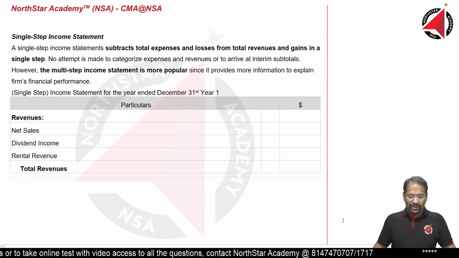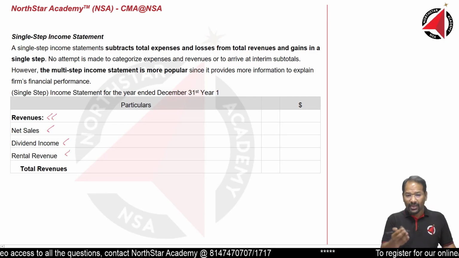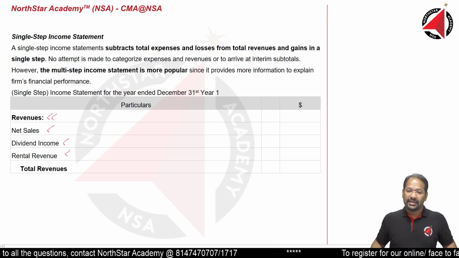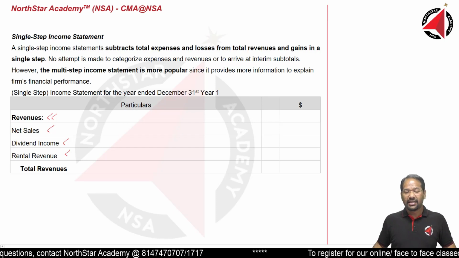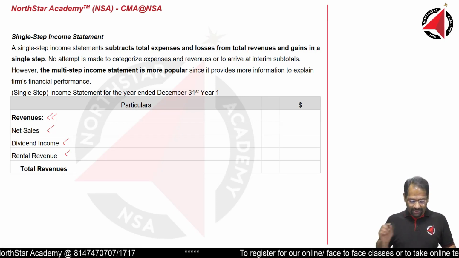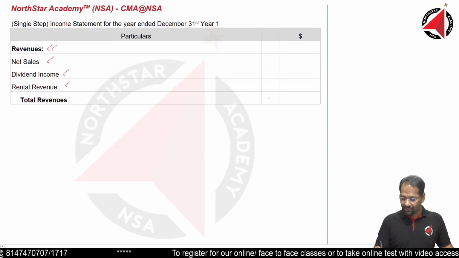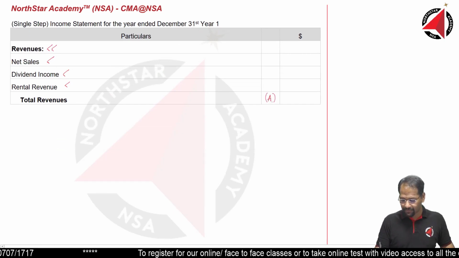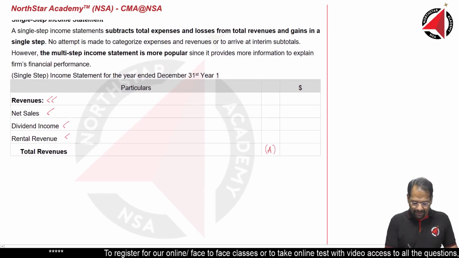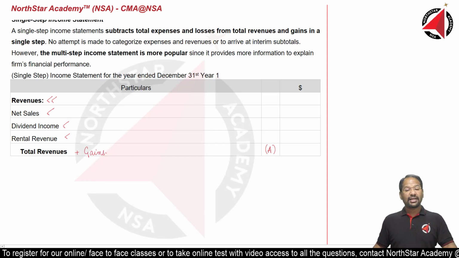Like I said, how does it look? So you show first revenue. Under revenue, you show sales. You show all your incomings: sales, dividend income, rental revenue, or any other revenue or any other gains that you have. So here revenue will also include all gains. That is part of your total revenue. Let's call it A. Remember, total revenue plus any gains are also there. Those gains will also get recorded here. So this together is called A.